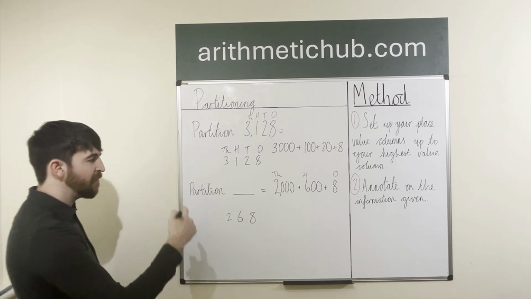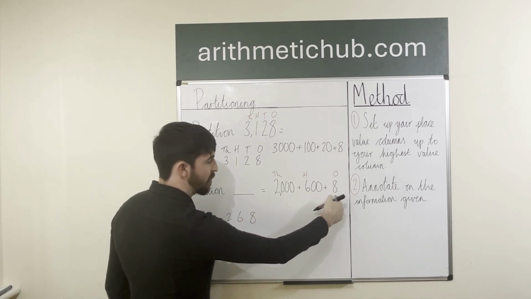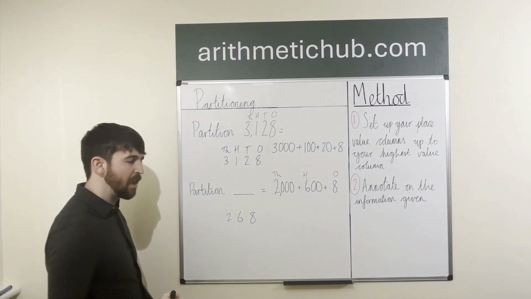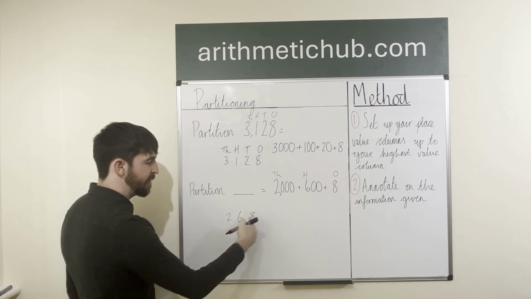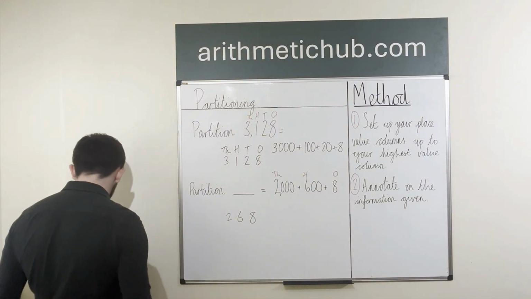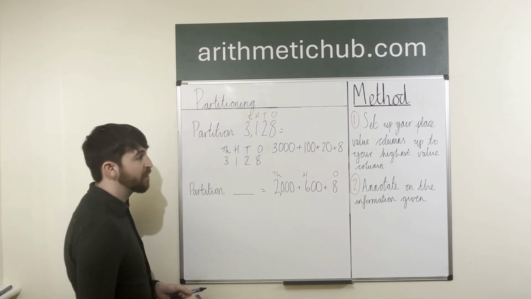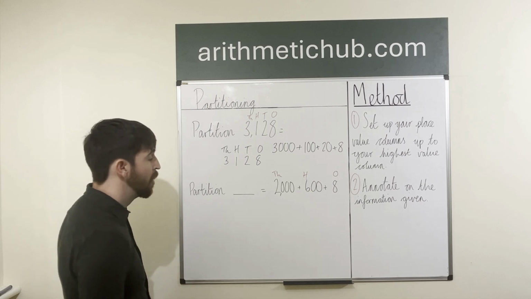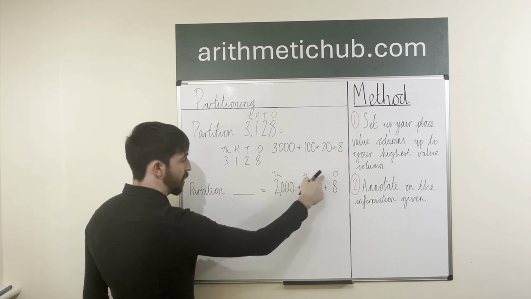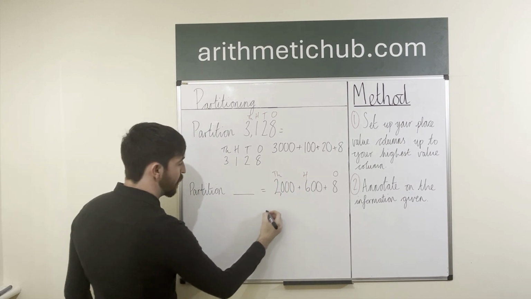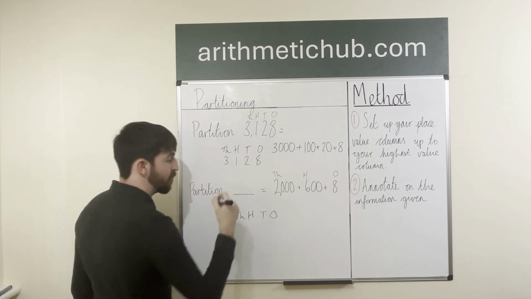Let's check. Does that read as the number? So when we put them together, 2,608. Is this 2,608? 268. Okay, so we've got a bit of a problem here, haven't we? 268. Which is why what we need to do is set up our place value columns. So I'm going to set up the place value columns to my highest value column. So we've got my ones, my tens, my hundreds and my thousands.